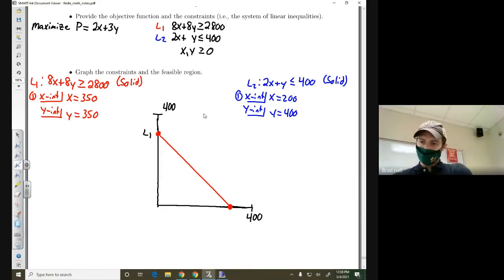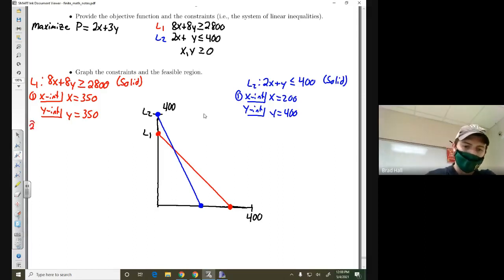Second one, the x value is 200, which is of course less than the 350 that we have plotted on the x-axis. 200 about right here, and 400 obviously is going to go on the top. And that'll be L2, the second line. Now we have 4 regions, and we need to figure out, of course, as we've done before, which region do we shade?